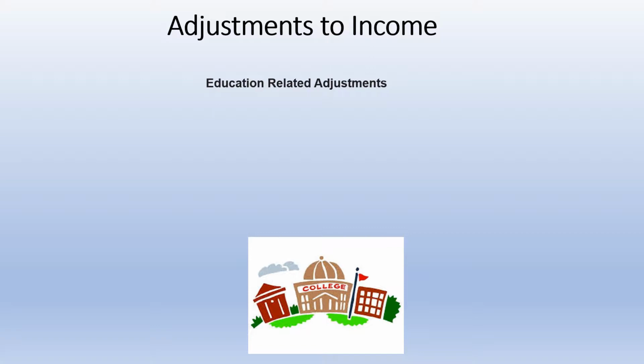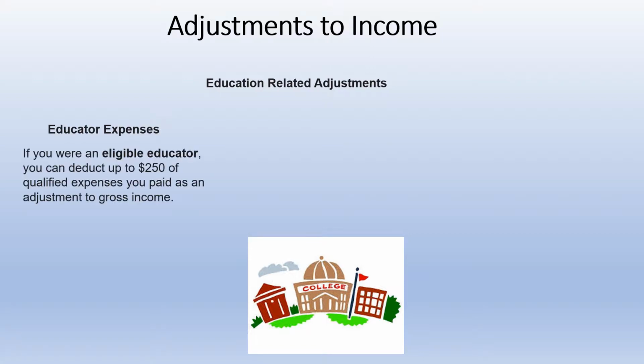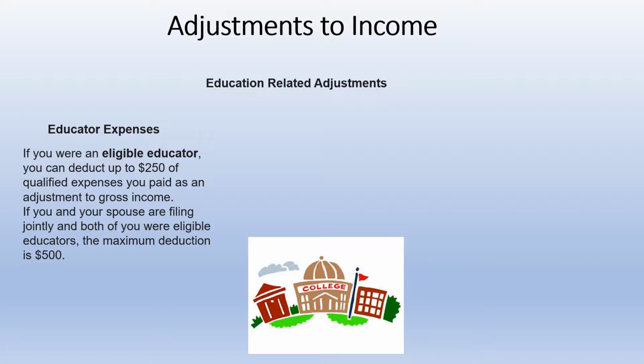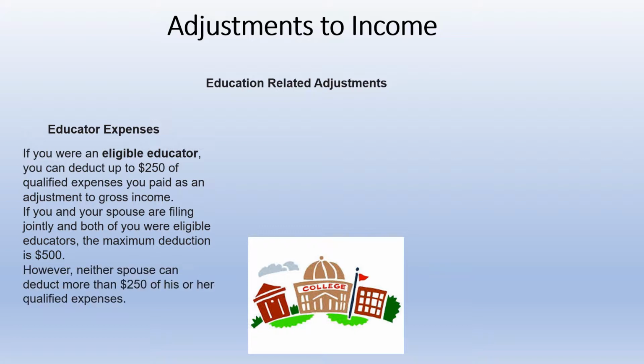Education-related adjustments. Educator expenses. If you are an eligible educator, you can deduct up to $250 of qualified expenses you paid as an adjustment to gross income. If you and your spouse are filing jointly and both of you are eligible educators, the maximum deduction is $500. However, neither spouse can deduct more than $250 of his or her qualified expenses.